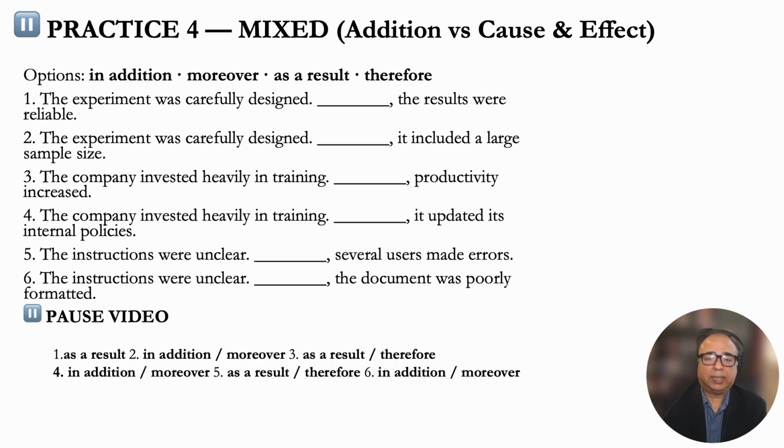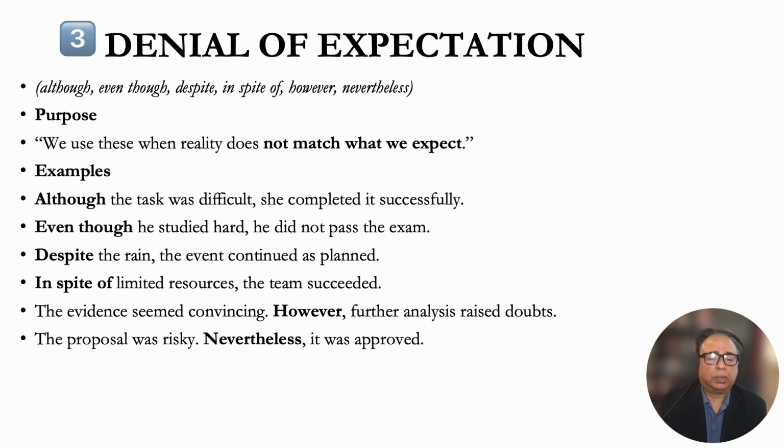Number 1 is, as a result, the results were reliable. Number 2 is, in addition, it included a large sample size. Or you could also use moreover. 3 is as a result, or therefore. 4 is in addition, or moreover. 5 is as a result, therefore. 6 is in addition, moreover. All right? Very good. Moving on.